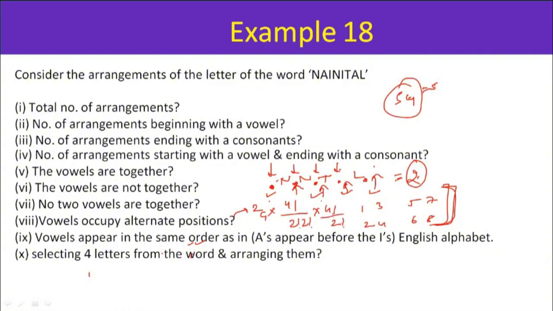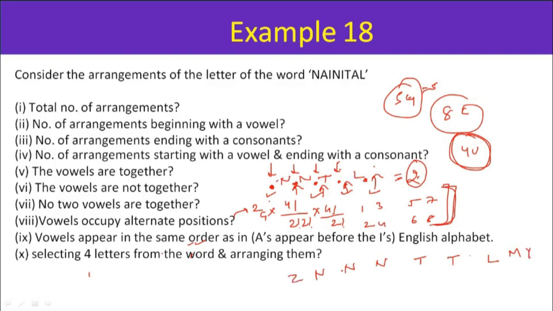Similarly, say you have the same question that I just talked about, but with 8 consonants and 4 vowels. Let's say N, T, T, L, one more N, M, Y, and Z. Similarly, if the question were that vowels occupy alternate positions, how many cases would there be for vowels to be placed?